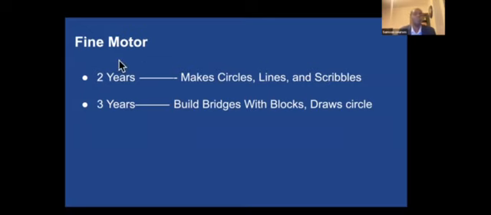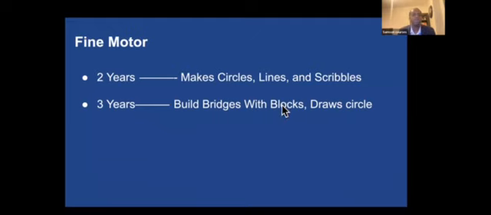Good. What about the fine motor? At the age of 2 years, they should be making circles. Draw lines, scribble around. So fine motor is the use of the fingers. At 3 years, they should be able to build bridges with blocks or draw circles properly.